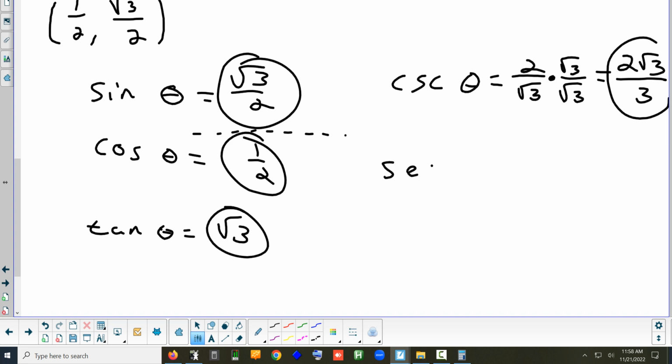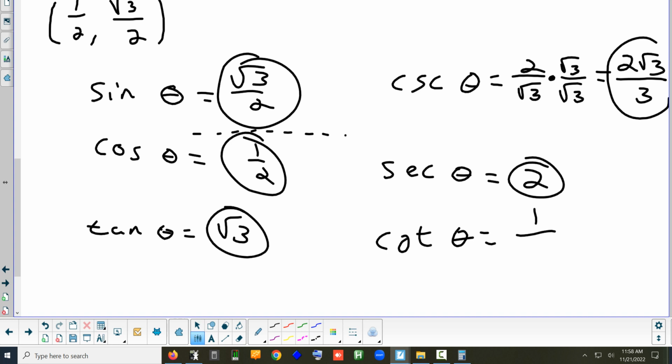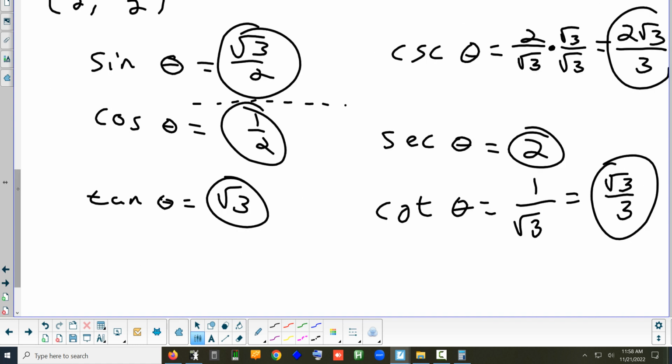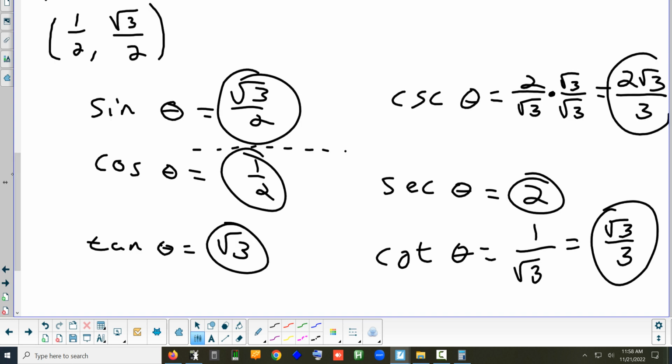How about my secant? That's just 2. And how about my cotangent? What would the first step be? Flip it, which would give me 1 over square root of 3, and fix it. Square root of 3 over 3. Question on it? So that's one where they gave you a coordinate where maybe you don't know what the angle is, but that's okay. All you need is the coordinate.